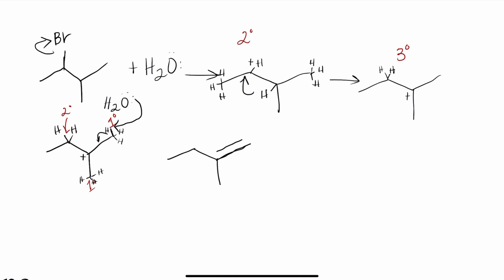So that is going to be product number 1. However, I am going to change my color. If I were to abstract from my secondary carbon, I grab my hydrogen, the bond between the carbon and hydrogen is going to fold down in between my carbon and carbocation, where I've now created a double bond. So, these are my two final products.